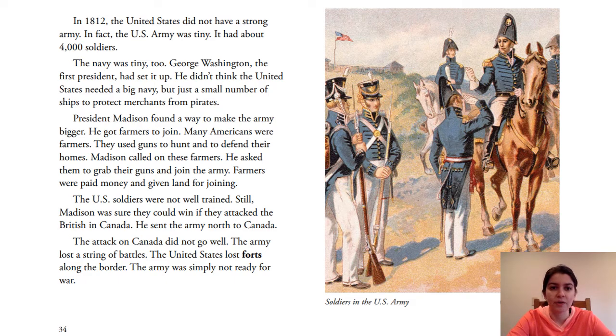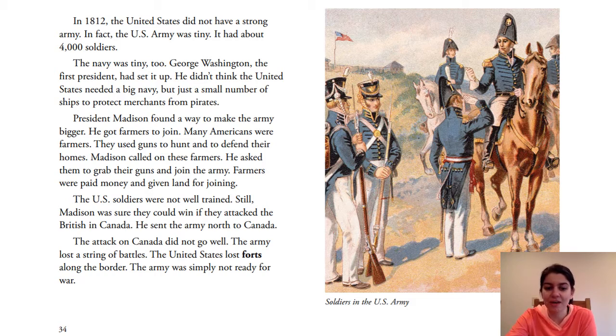In 1812, the United States did not have a strong army. In fact, the U.S. Army was tiny. It only had about 4,000 soldiers. The Navy was tiny too. George Washington, the first president, had set it up. He didn't think the United States needed a big navy, but just a small number of ships to protect merchants from pirates. So how would you describe the U.S. Army and Navy in 1812? Find the word that they used and tell me out loud.